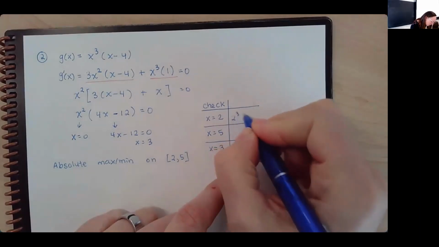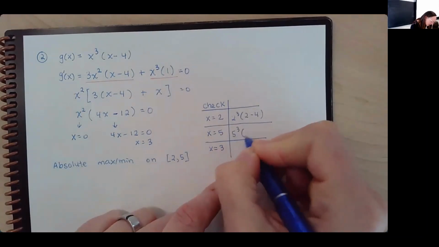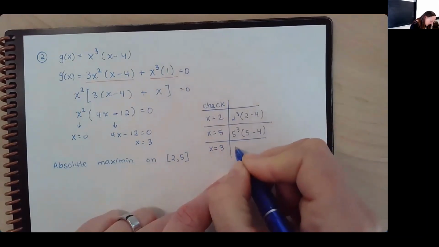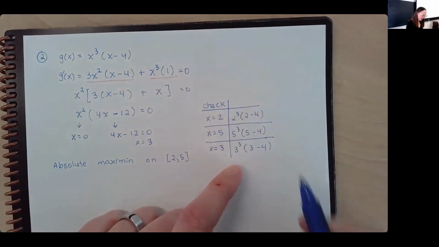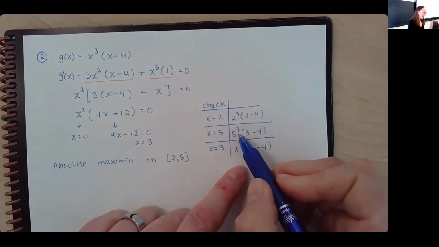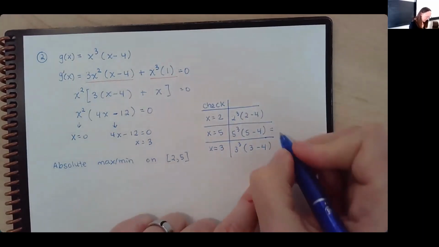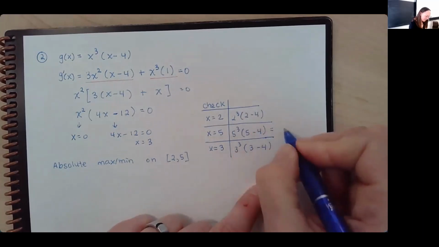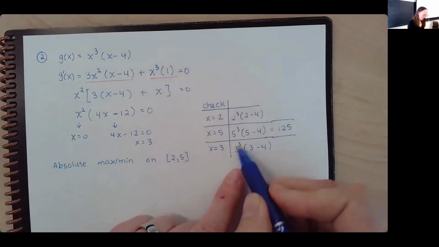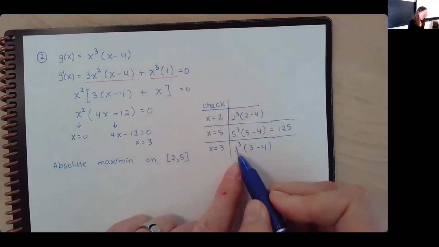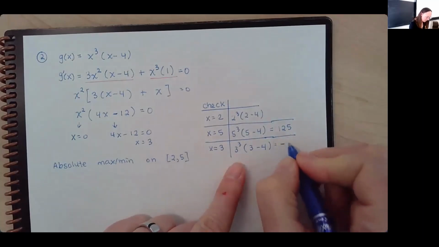So I've got 2 cubed times 2 minus 4, 5 cubed times 5 minus 4, and 3 cubed times 3 minus 4. Okay, 5 cubed is 125. Yes, that's a nice number that I think you ought to have memorized. This will look like 125 times 1, or just 125. 3 cubed is 27. And 3 minus 4 is -1, so that'll be -27.